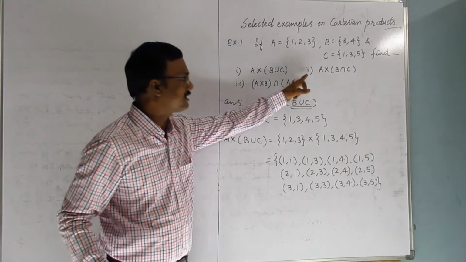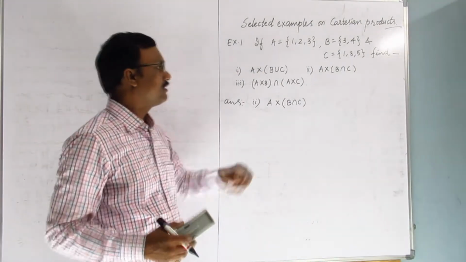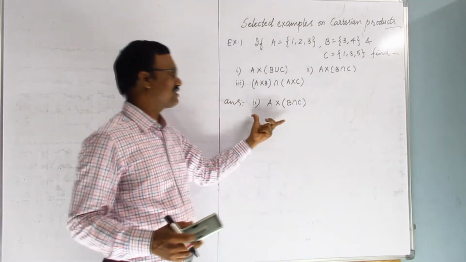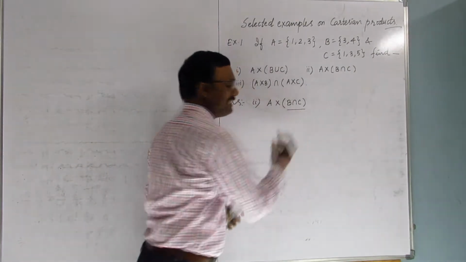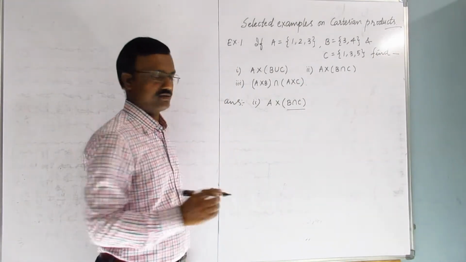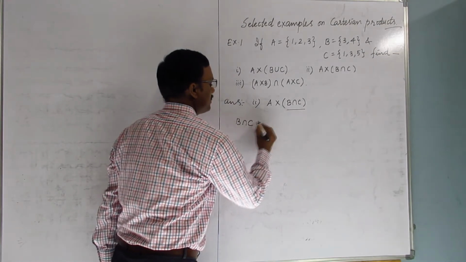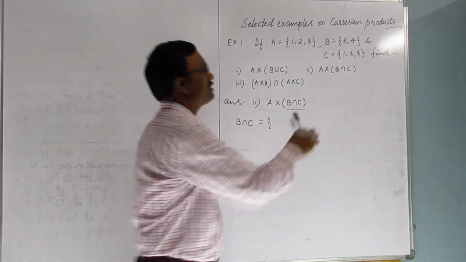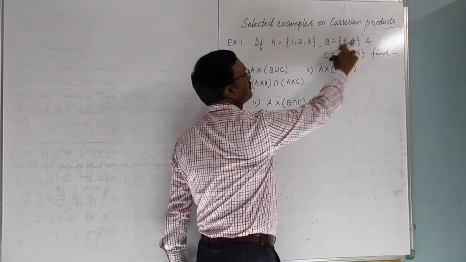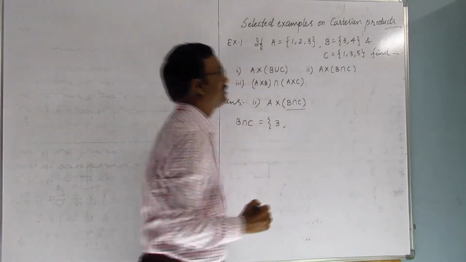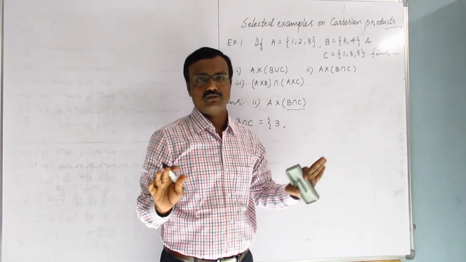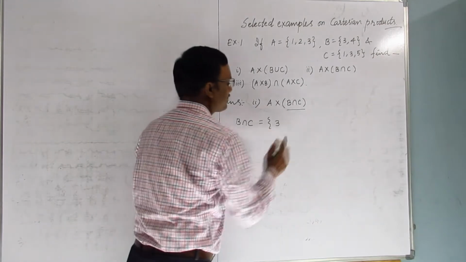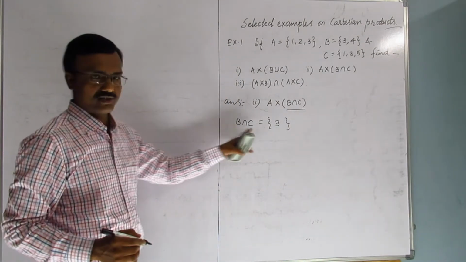Now let us do the second one. The second question is to find the Cartesian product of A and B intersection C. In this case also, first of all we have to get B intersection C. Directly we cannot get the answer. So B intersection C is the elements common in the sets B and C. Is 3 common? Yes, 3 is common, so we can write 3 here. Is 4 common? No, 4 is not in both the sets. So the common element between B and C is only one, that is 3. So this is a singleton set. This is B intersection C.